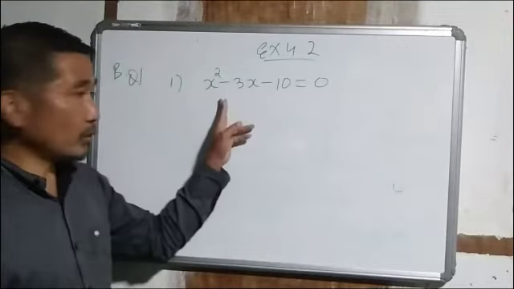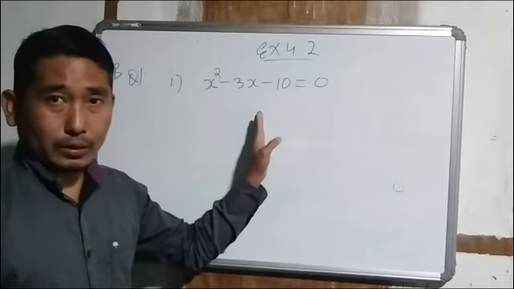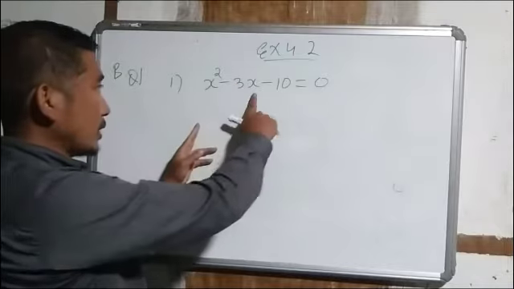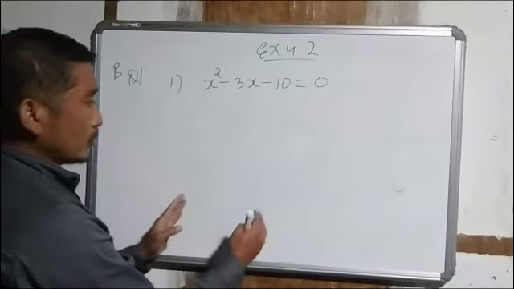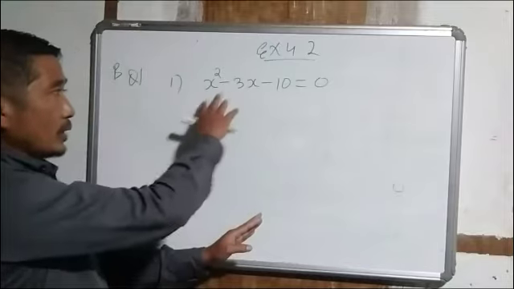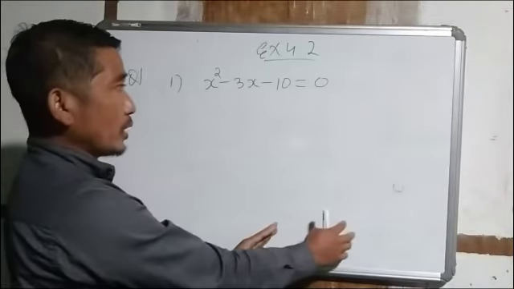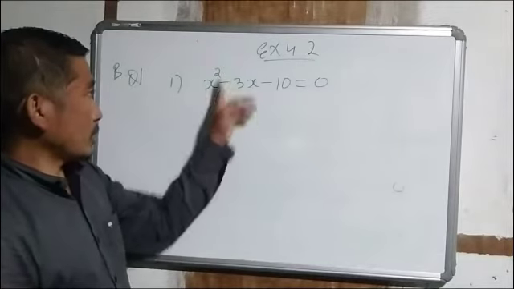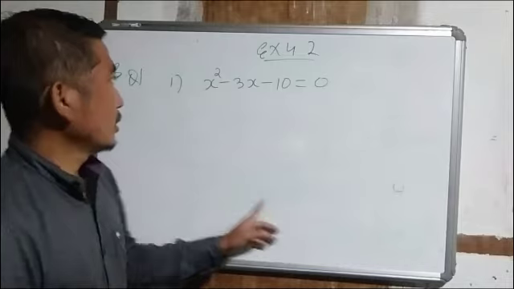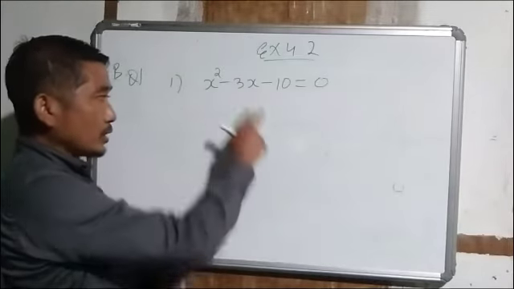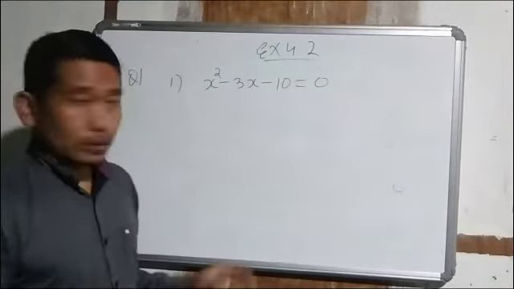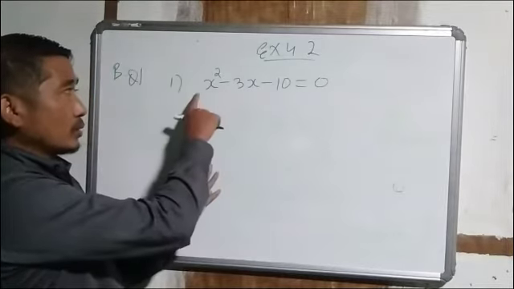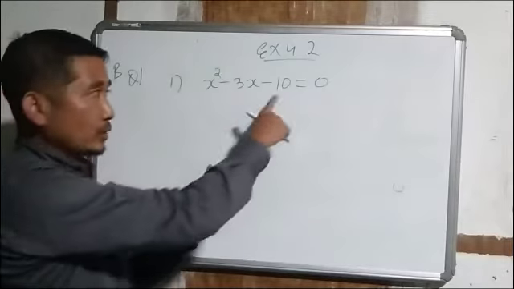We have to find the value for x which satisfies this condition by using the method of factorization. That means x squared minus 3x minus 10 will be factorized, and from this factorized form we have to get the value for x. So in order to factorize it, we will split minus 3x into two parts. To split minus 3x, we'll multiply the coefficient of x squared with minus 10.